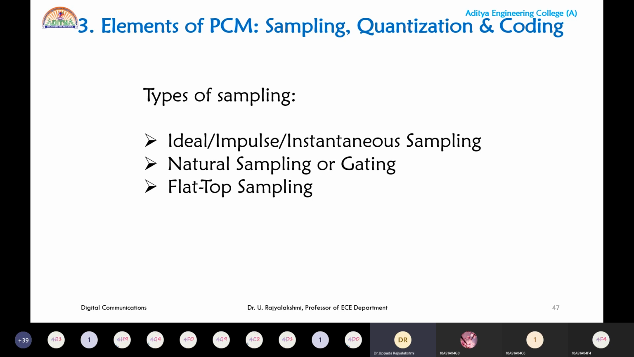So how many types of sampling are there? In general, there are 3 types. The first one is ideal sampling, which is also called impulse or instantaneous sampling. The second one is natural sampling, which is also called gating. And the third one is flat top sampling. Because of having flat tops for the sampled signal, flat top sampling is generally preferred compared to ideal and natural sampling. Let us go through the waveforms for each sampling technique in the next slides. Okay, so we are moving to the next slide.